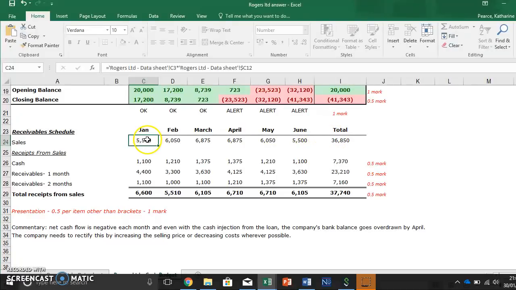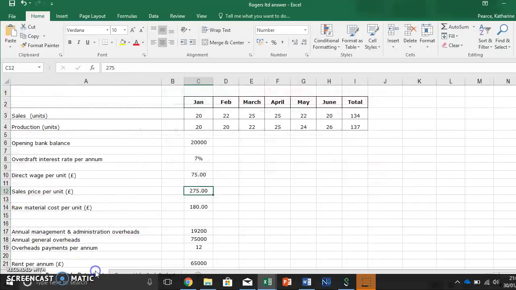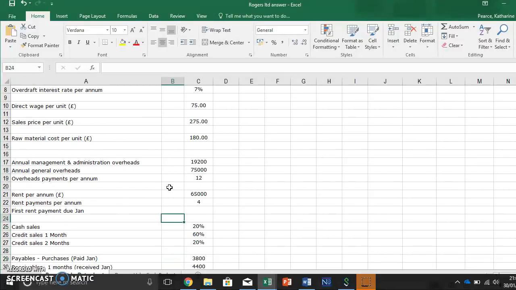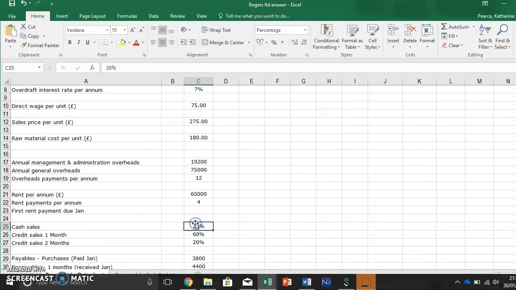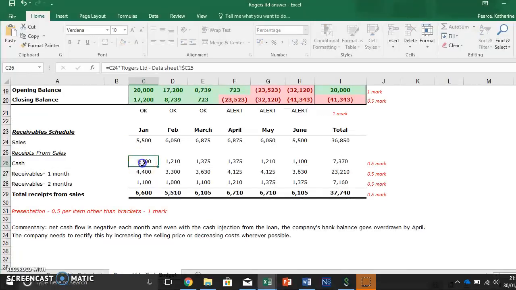But then you need to work out from that when the cash from those sales is received. So you have to look at your payment schedule here on your data sheet. You're told that 20% is received in cash in the month, 60% after 1 month, 20% after 2 months. So 20, 60, 20. Here you're going to say, well, 20% of 5,500 is received in cash. So I'm taking my C24, which is 5,500, and multiplying it by C25 from the data sheet, which is this 20% cash figure.